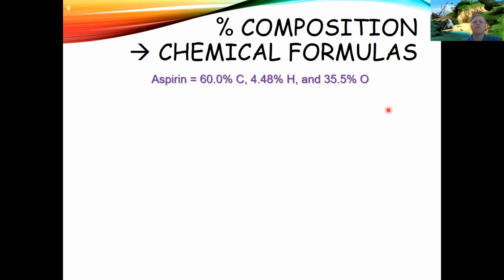But now how do we go from that percent composition to a chemical formula, right? There's not 60 carbons in here for every 4 hydrogens, and there's not 35.5 oxygens anywhere, right? So what we're going to have to do is figure out our mole ratio. So we know this molecule is going to be of the form CXHYOZ. We just don't know how many carbons, so we don't know the value of X, we don't know the value of Y or the value of Z here, right?